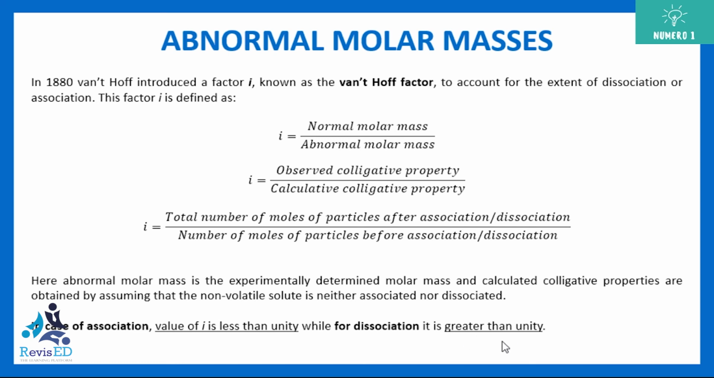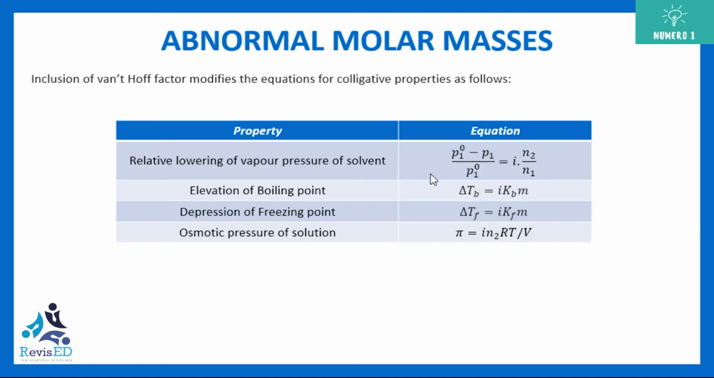Now, how to introduce this i in all our colligative properties is in this way. You simply multiply the right hand side with that factor i. You can see relative lowering of vapor pressure of solvent: i times n2 by n1. Originally it was just n2 by n1. Now we introduce the factor i. Elevation of boiling point: i times Kb into m. Depression of freezing point: i times Kf into m. Osmotic pressure of solution: i times n2 by V RT.